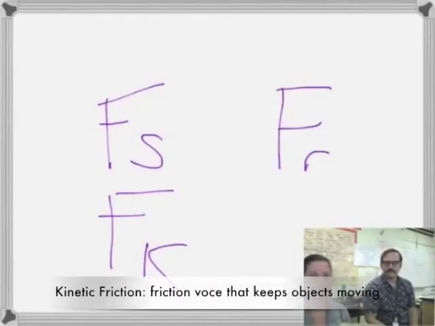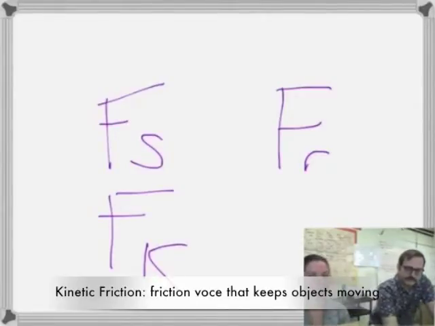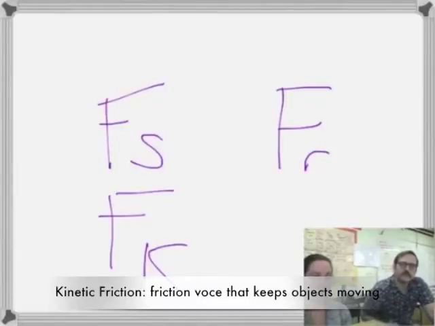Now kinetic means movement. So once you start moving this past one another, then you have to overcome a force to keep them moving past one another. So that would be your kinetic friction. So the amount of force required to get them moving is a lot greater than the amount of force required to keep them moving past one another.